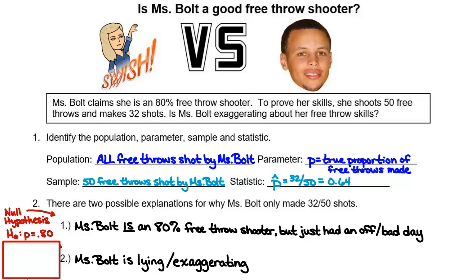The other possible explanation for why this occurred, that I'm exaggerating or lying about this, we call the alternative hypothesis. So this is a capital H with a little tiny uppercase A next to it. H for hypothesis, uppercase A for alternative. The O for the null is like a little subscript. So it's not going to look like ho, ho, ho. When we do the null hypothesis, it's a capital H with a little o next to it. And the alternative hypothesis is a capital H with a little a next to it.